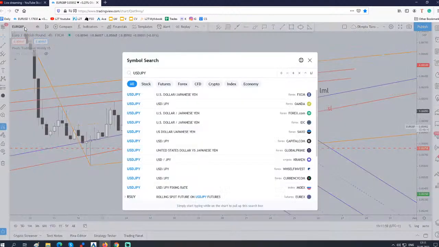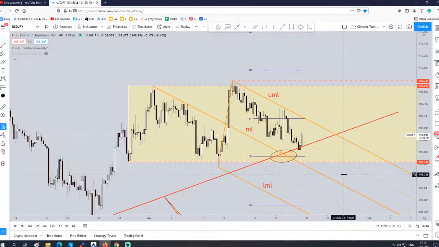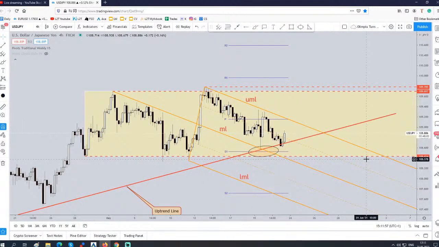US dollar versus the Japanese yen. Yeah, the price increases and maybe it will reach our entry.